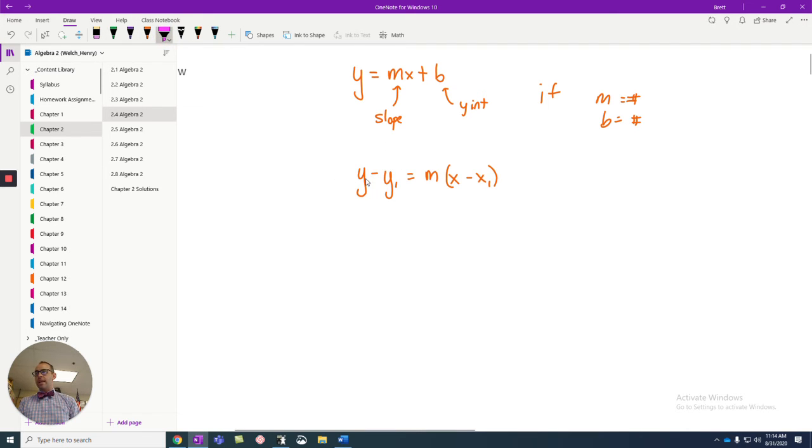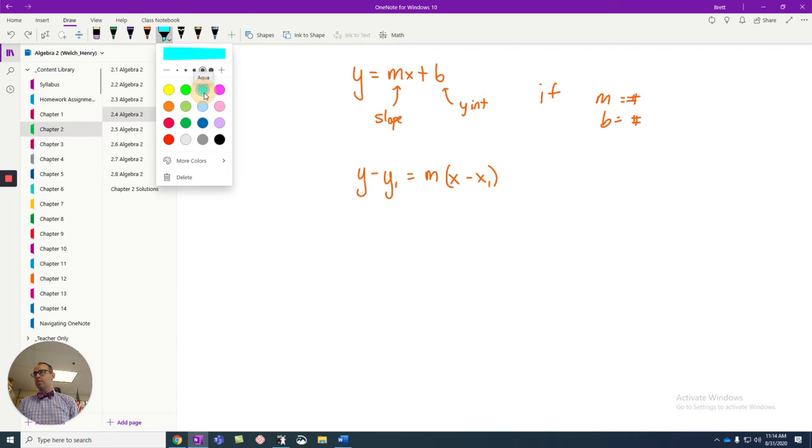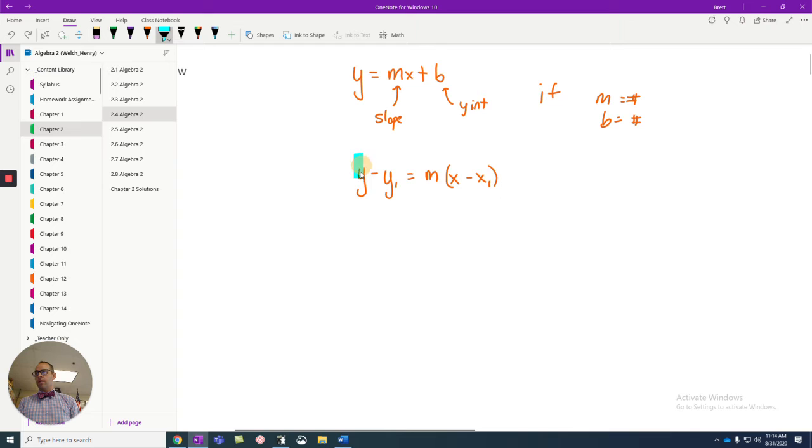We need to understand that y here and x, that's a terrible color choice, Mr. Welch. We're going to undo those and change our color here. Let's go with blue. That our y here and our x, those are going to be variables in the problem that don't change. Just like up here, we have a y and an x that doesn't change. We're not going to use numbers for those. We're going to let them stay variables.